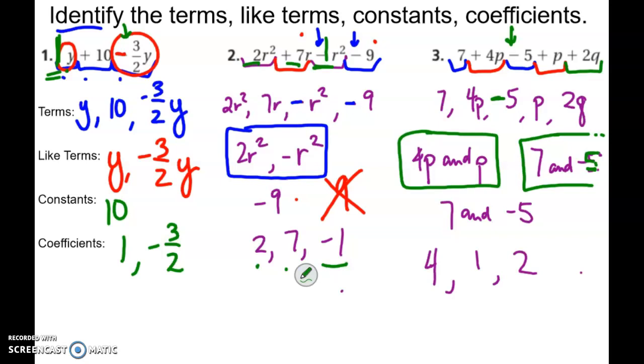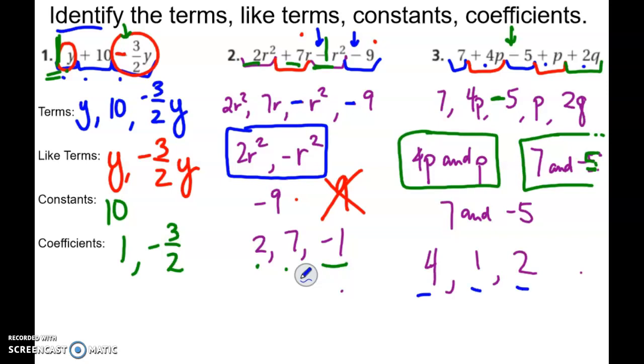And then coefficients. Coefficients are the numbers multiplied by each variable. So I have a +4, a +1, and a +2. So those are the 3 coefficients I listed.